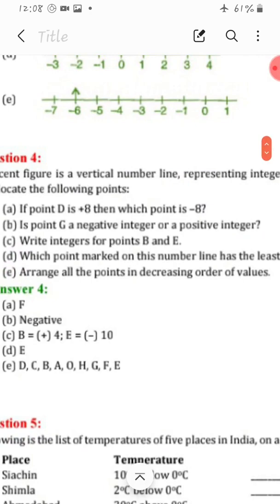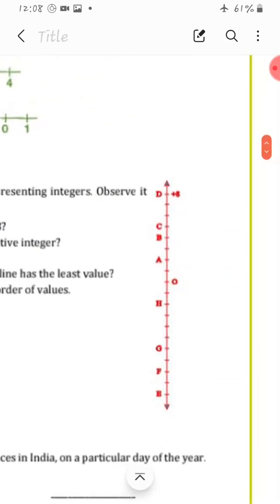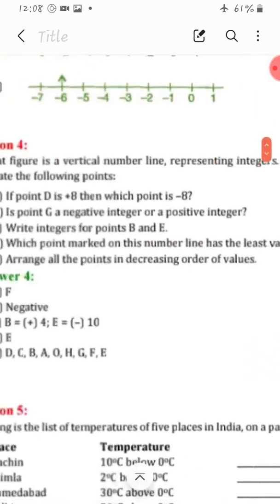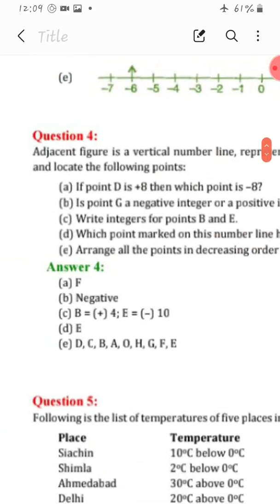Then, which point marked on this number line has the least value? You all know which has the least value. On the right side of the number line, where the positive numbers are, all those are bigger than the numbers on the left-hand side. After 0, minus 1 is there. Minus 1 is bigger than minus 2, and minus 2 is bigger than minus 3. Obviously, the number at E will be the least value. So in E, what is the value? Minus 10. They have only asked which point on the number line, so E is the point having the least value.